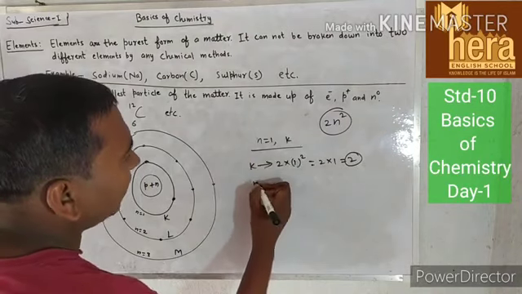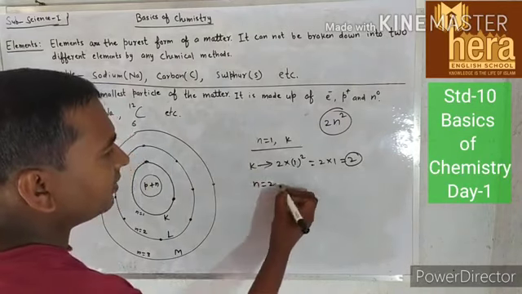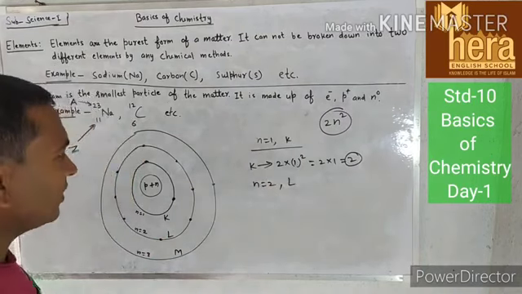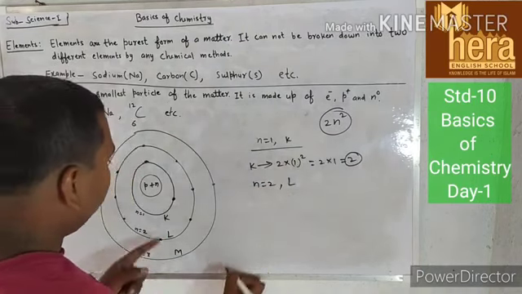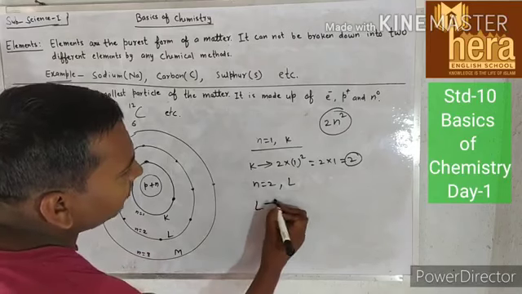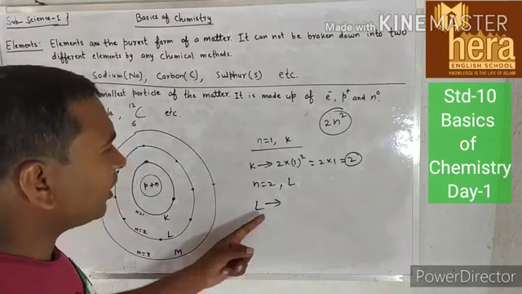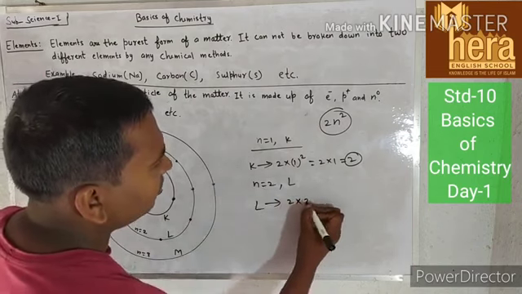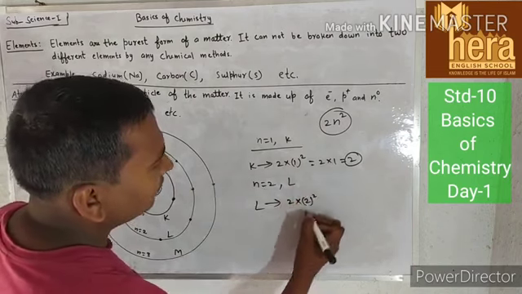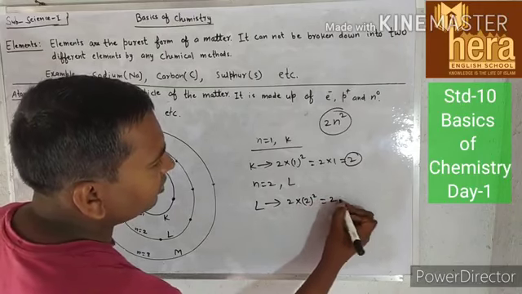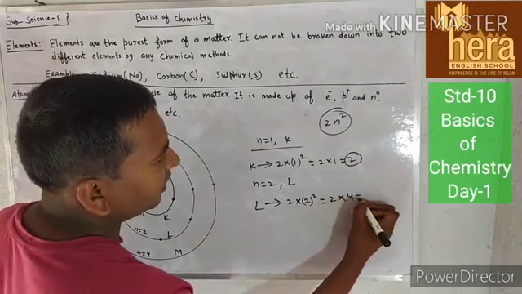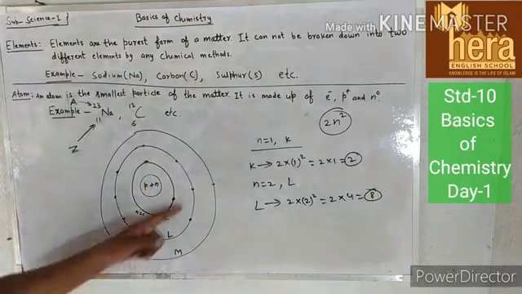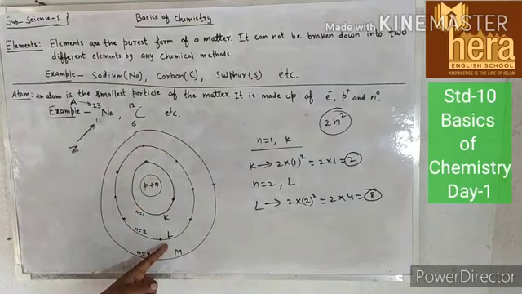If you put n equal to 2, it means we are talking about the L shell. The L shell has maximum capacity of electrons equal to 2 into 2 square. This will be 2 into 4, that will be equal to 8. It means a maximum of 8 electrons can be in the L shell. Understood?